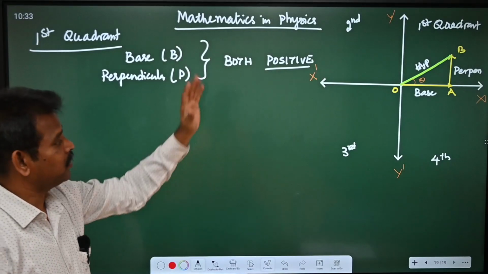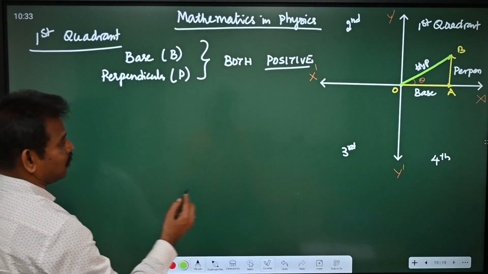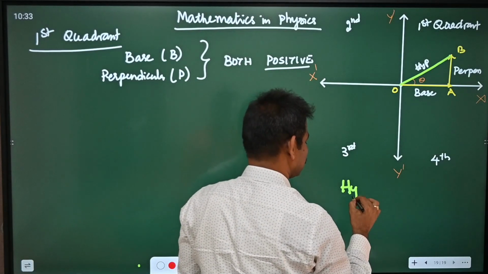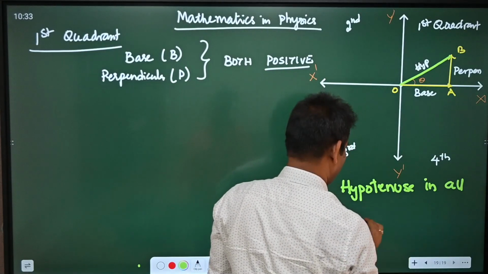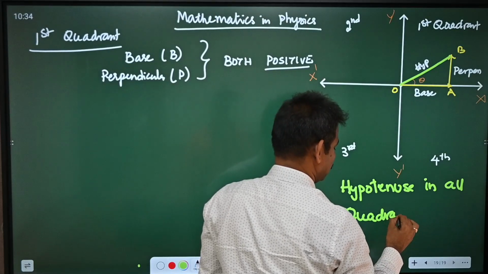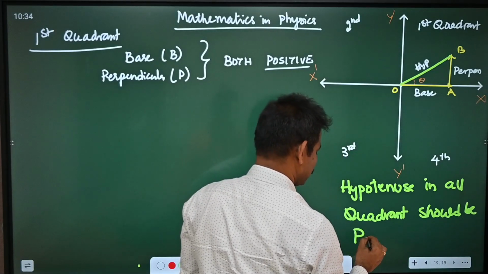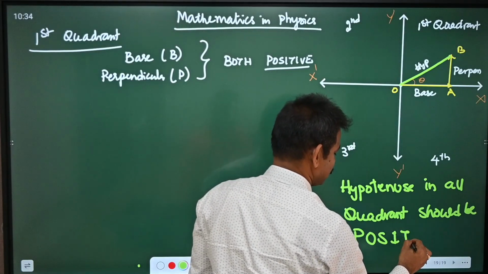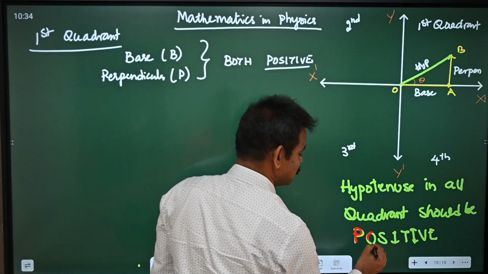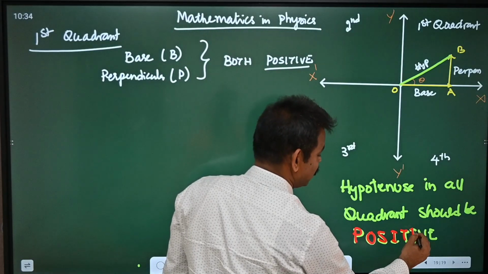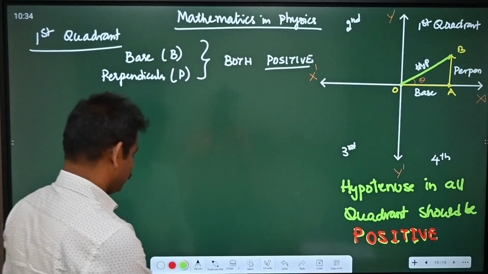Now if you want to write down sin theta, cos theta, tan theta, please remember hypotenuse in any quadrant you take it as positive. So the point that you have to remember here is hypotenuse in all quadrants should be considered as positive. Hypotenuse is always positive in any quadrant, irrespective of the quadrant. In all quadrants, hypotenuse is always positive.